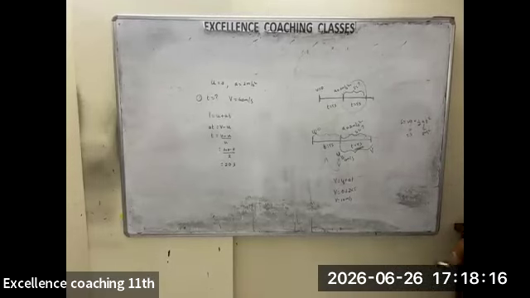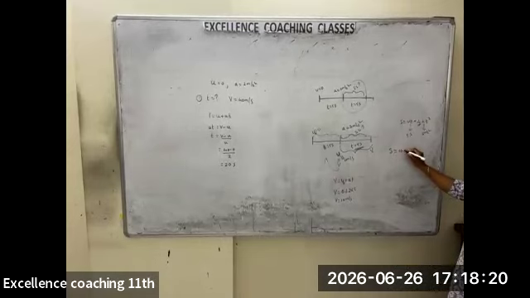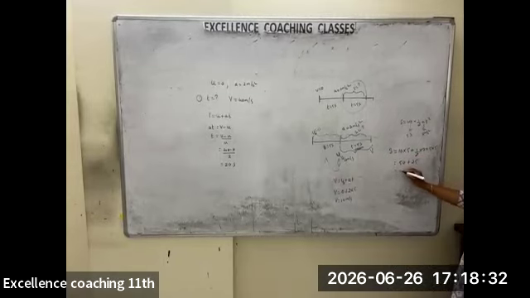So that 10 meter per second, you put it over here. So S will be 10 into 5 plus half into 2 into 5 into 5. So this will be 50 plus 25. So that will be 75 meter.